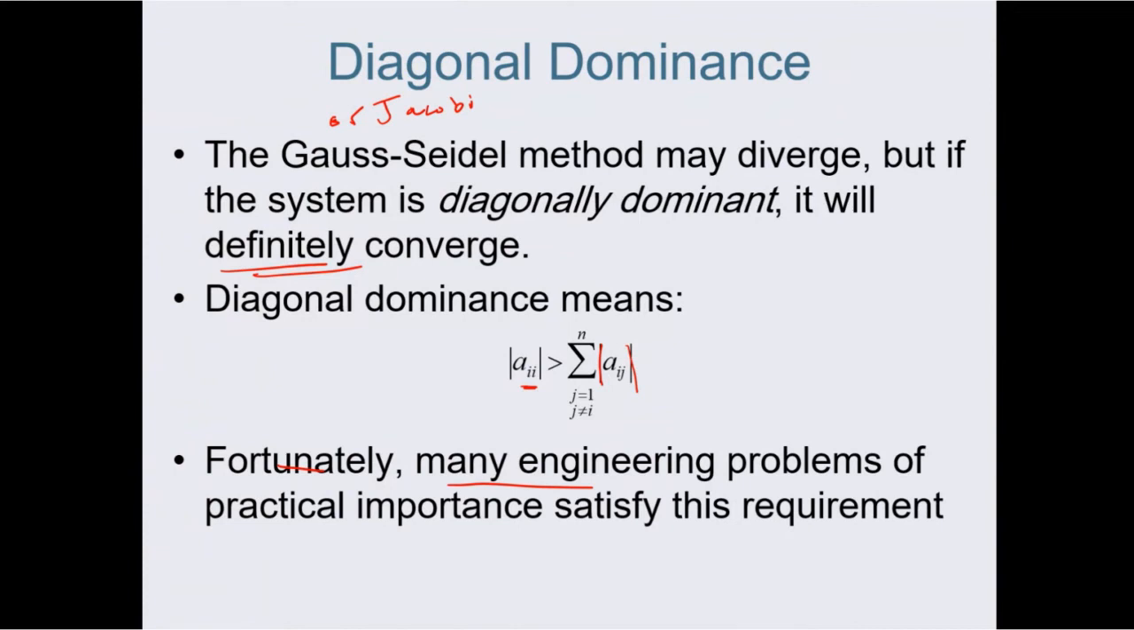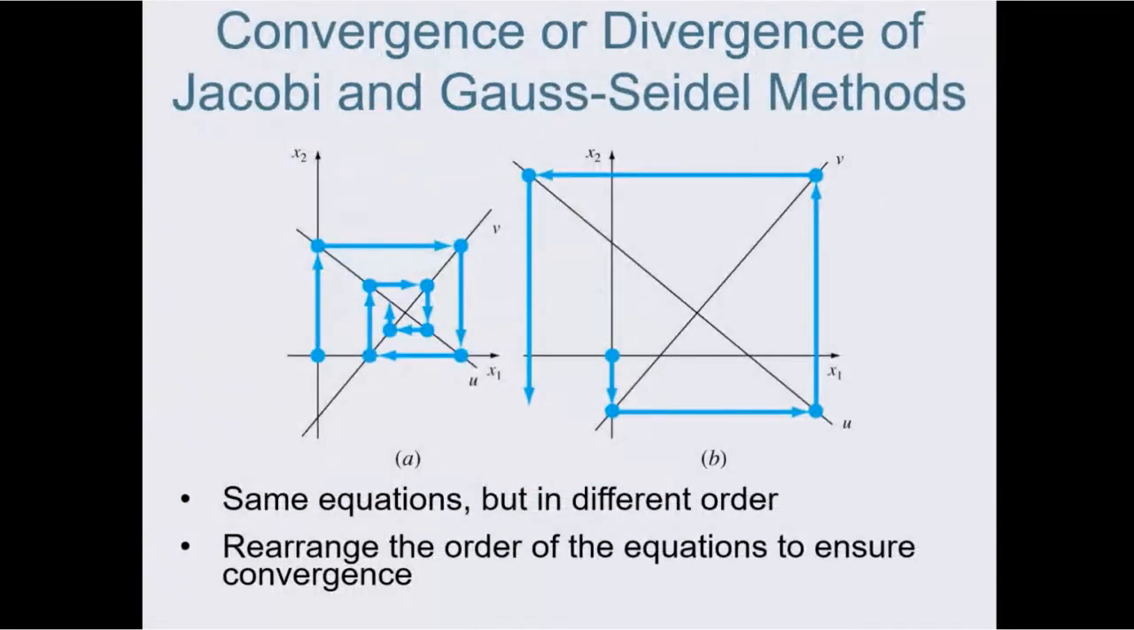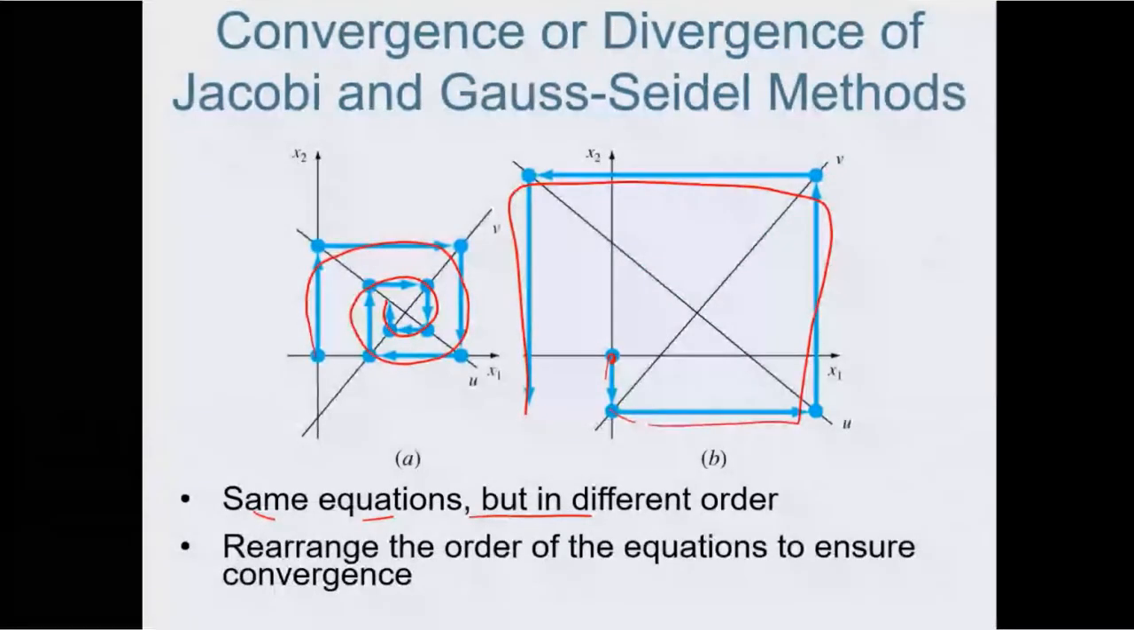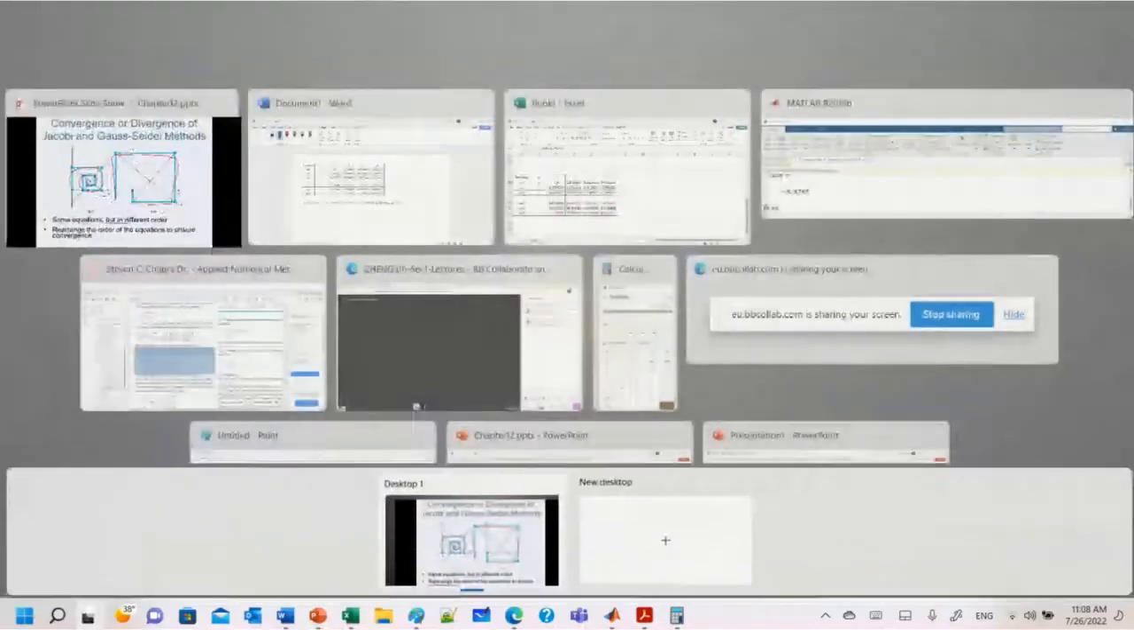Fortunately, many engineering problems of practical importance satisfy this requirement that they are diagonally dominant, so we don't have to be very much afraid of this issue. You see the same equations but in different order. Here you start with an initial guess, and you can see that they are converging. Same equations, same initial guess, but different order, you find that it is diverging. So if you find that the system is not diagonally dominant, you can rearrange the equations to make it diagonally dominant, and then you can have convergence.